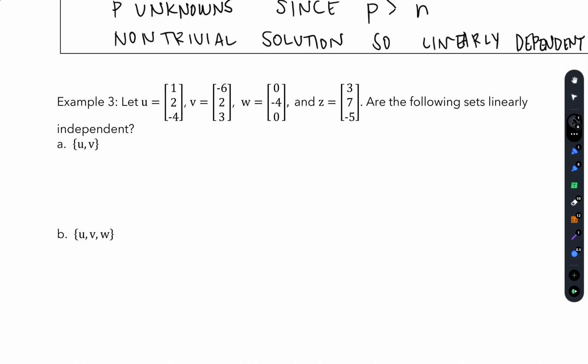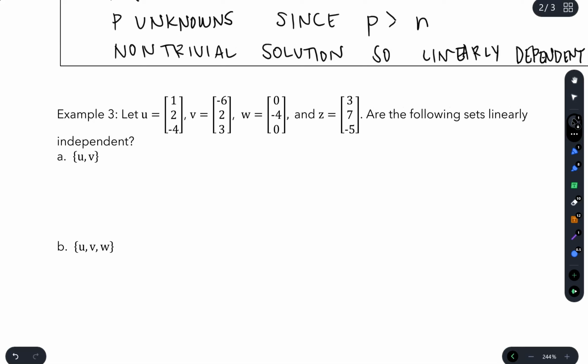Okay, so the A part is a little more simple than especially the B part. So let's look at A first. Is the set u, v independent or dependent? We can just go by our multiples. Is there something that I can multiply by u to give me v? No. So this set is going to be independent.